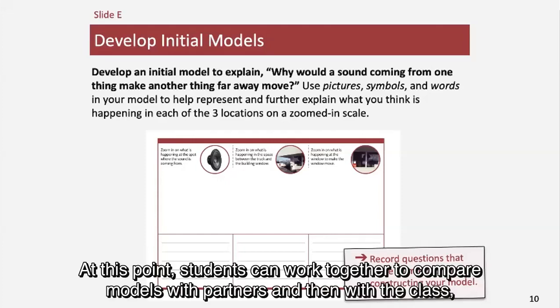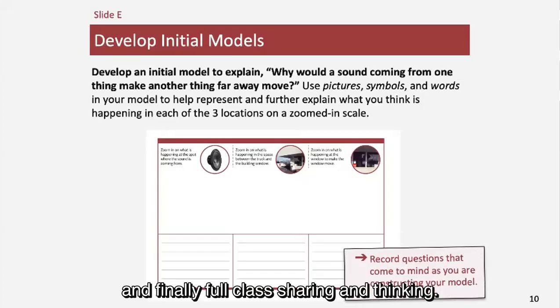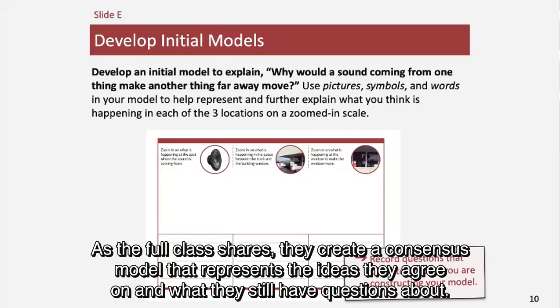At this point, students would work together to compare models with partners and then with the class, following the pattern previously mentioned of moving from individual thinking, partner or small group sharing and thinking, and finally full class sharing and thinking. As the full class shares, they create a consensus model that represents the ideas they agree on and what they still have questions about.